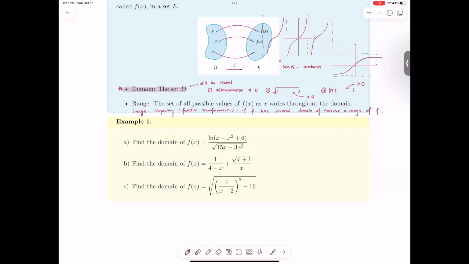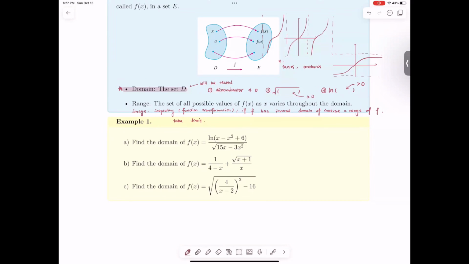Another way is you can take limits. For example, if you know the function itself is strictly increasing or strictly decreasing, then you can take limits and see where the function can go. So let's say x goes to infinity, and x goes to negative infinity. That can give you some idea of where the bound is.